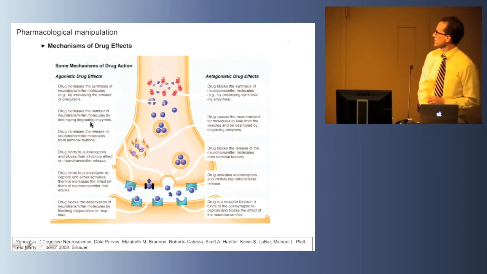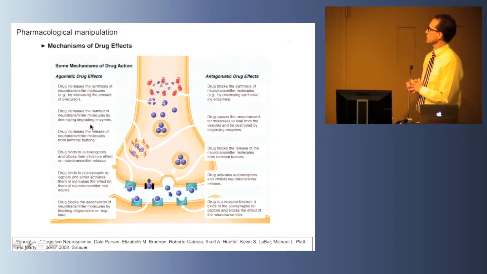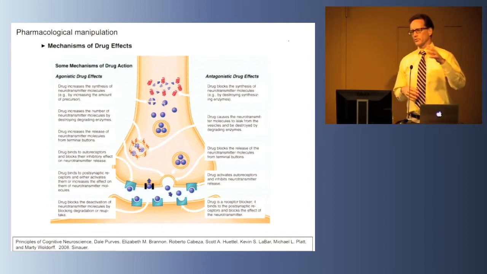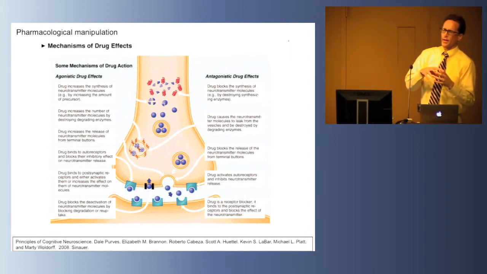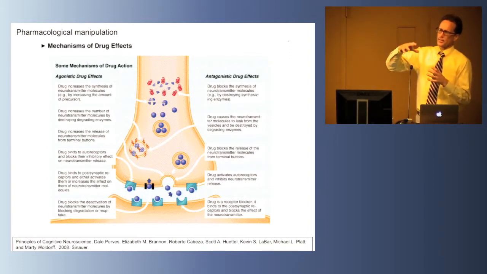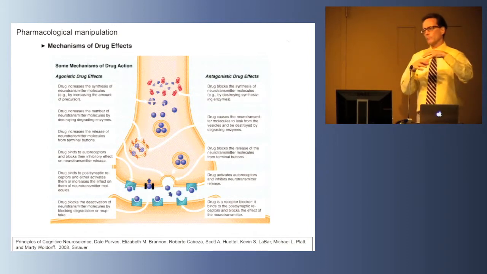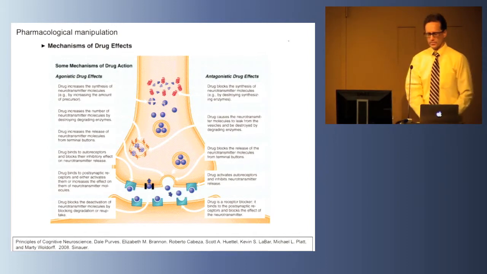The next approach is a drug that increases the number of neurotransmitter molecules by destroying the degrading enzymes. So when the neurotransmitters are built, there's other enzymes that will tear them down. By blocking the mechanism that tears them down, you keep more of them around to release into the synaptic cleft.